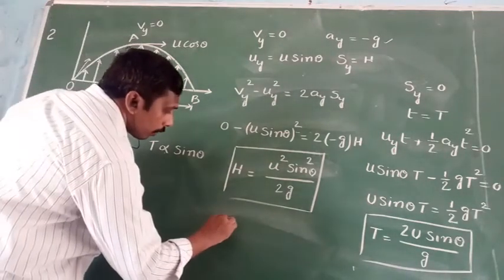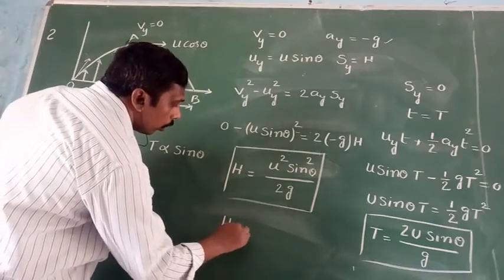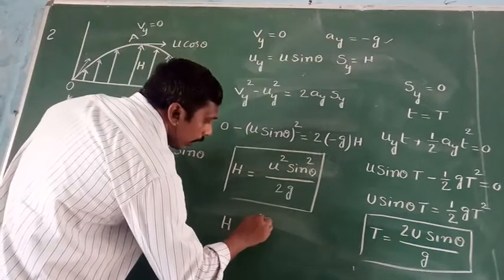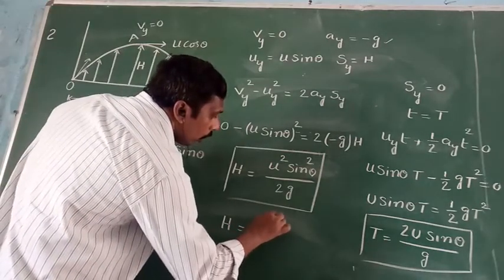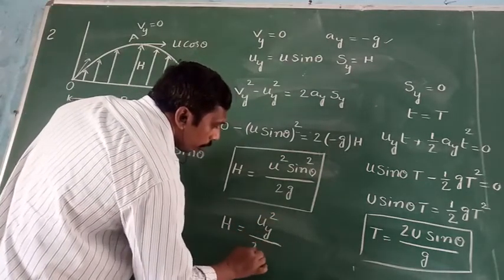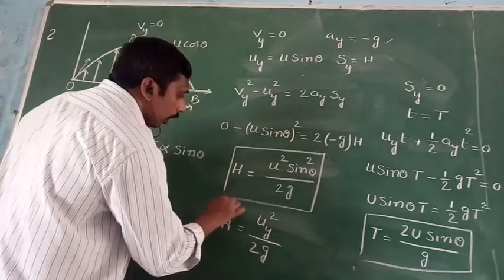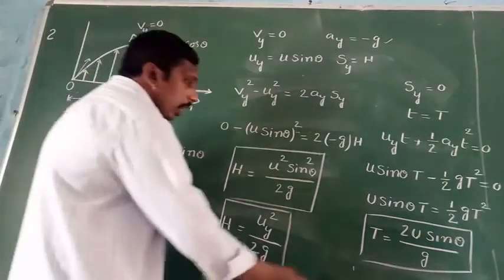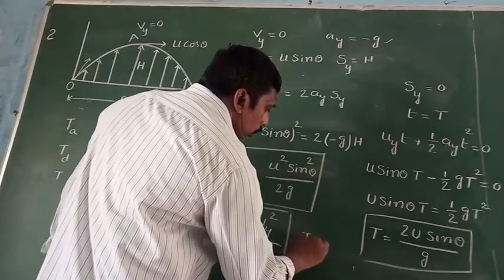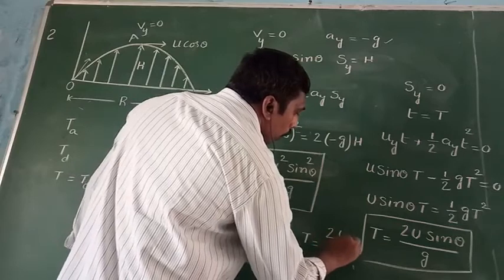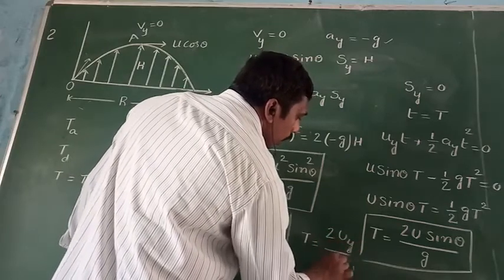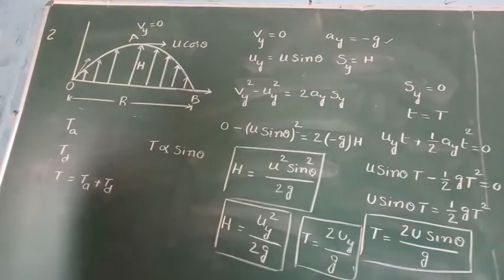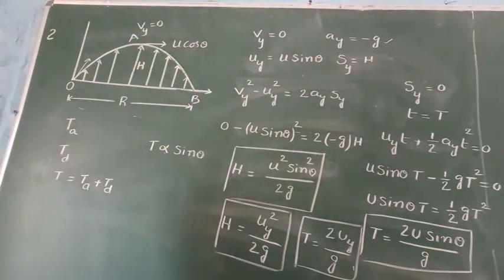From this, u sin theta is equal to the initial velocity along the vertical direction. So we can write the maximum height equation as uy whole square by 2g. Maximum height h is equal to uy square by 2g. Similarly, time of flight t is equal to 2 into the vertical component of velocity divided by g, so t is equal to 2 uy by g.